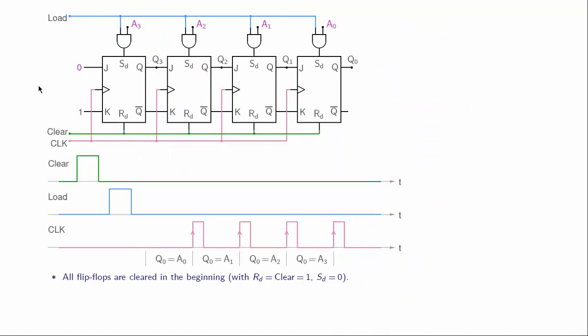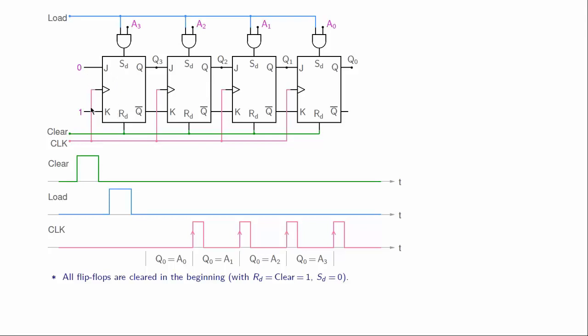Let us look at this circuit and try to figure out what it is doing. We have 4 JK flip-flops and they're all positive edge triggered. Here is the direct set input SD. This is the direct reset input RD. And what we notice is that although we are using JK flip-flops here, we are really using them as D flip-flops, because you see that J and K are inverse of each other in each of these cases.